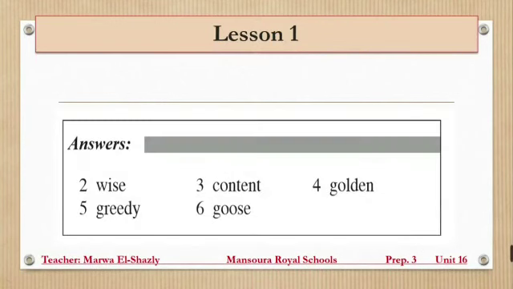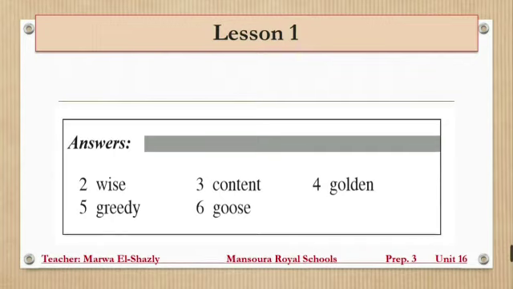For the answers, number 2, wise. Number 3, content. Number 4, golden. Number 5, greedy. Number 6, goose. Excellent.